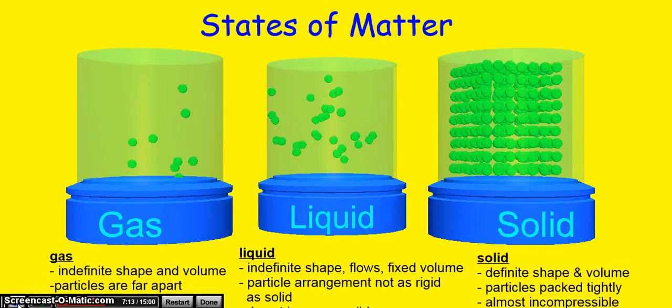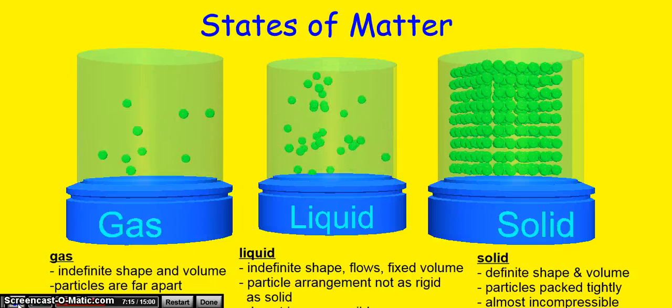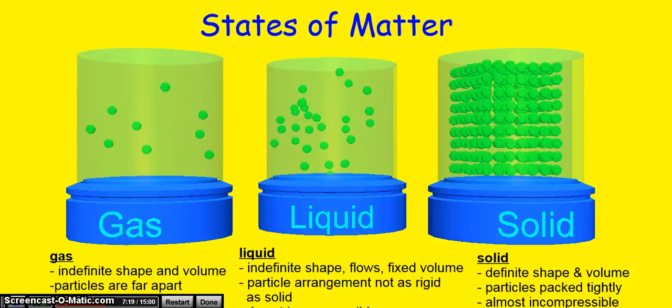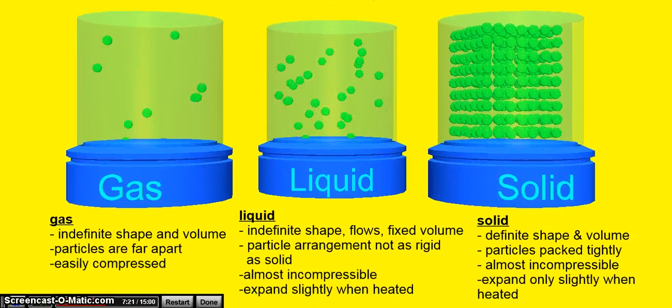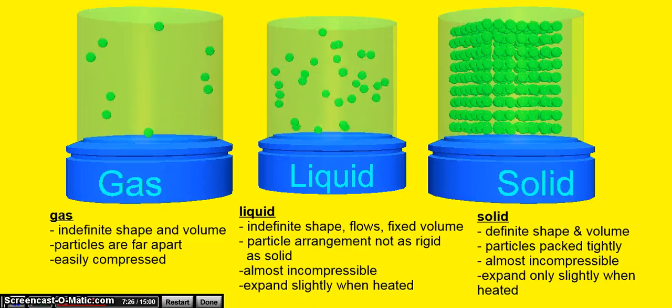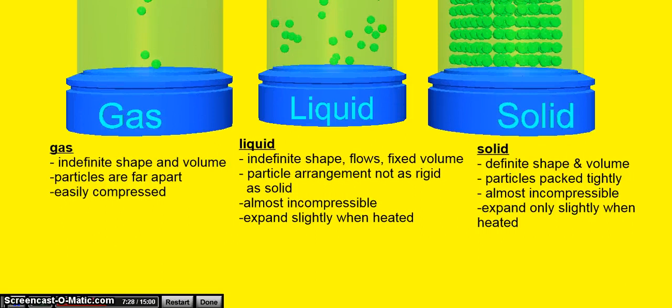Now, if we were to move between the different states of matter, that would require a change in energy. So if I wanted to go from a gas to a liquid, what would the particles have to do? They would have to slow down. So if I was going to transition from that gas to a liquid, energy would have to leave the particles and go to the outer environment.